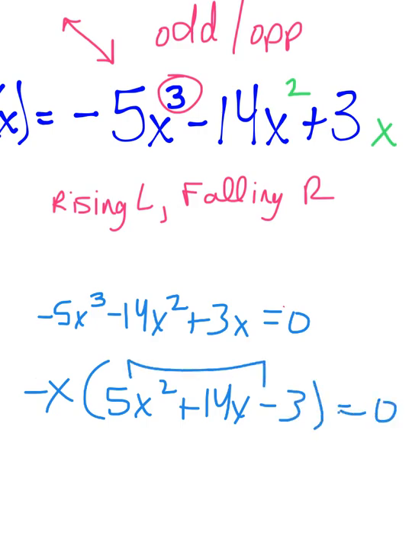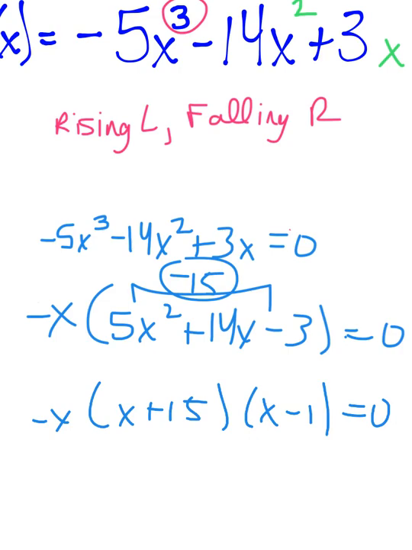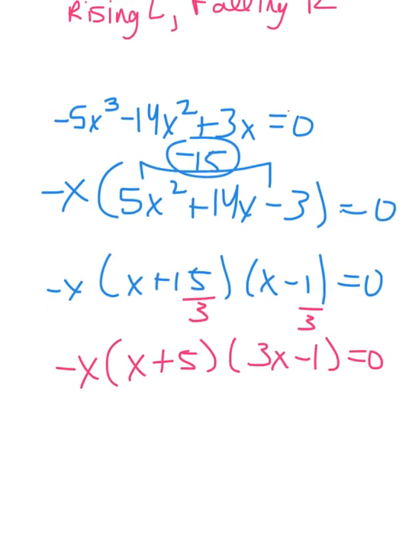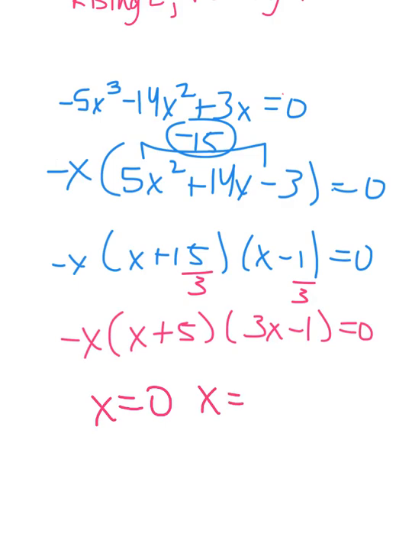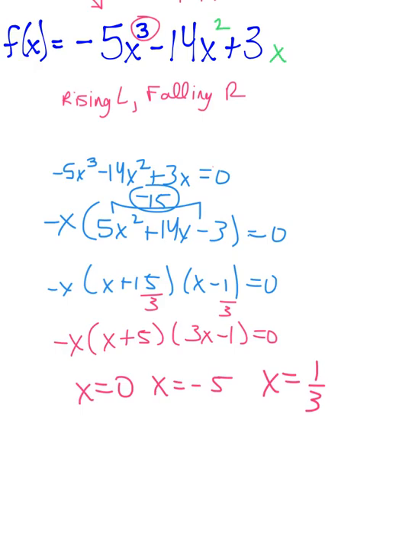5 times negative 3 is negative 15. Good. So I have (x plus 15), (x minus 1). Good. Divide everything by the 3. That's there. Perfect. Good job, Jordan. So negative x. Then I have (x plus 5). And what? (3x minus 1). So I have zeros at x equals 0, x equals negative 5, and x equals positive 1/3. I went through that rather quickly, guys, because we've done this like 100 times.